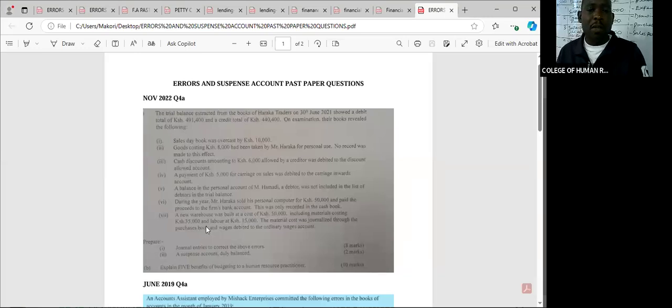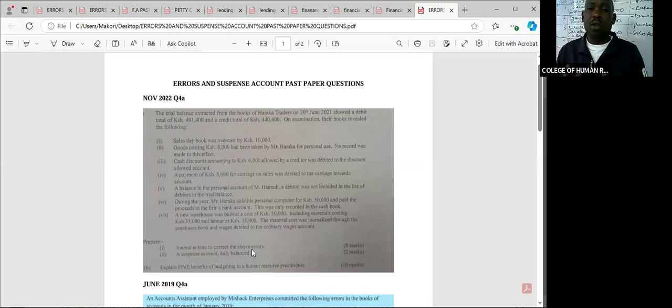We are not supposed to bring in the purchases because these are not goods for sale. We are not supposed to record them in the wages account because these are not the salaries and wages that we are paying the employees for the normal running of the business. It is salaries and wages for constructing the warehouse. So it is a construction cost and should be debited in the warehouse account. If you read the statement now, we are told that it includes materials costing 5,000 and labor of 15,000. The materials cost was journalized. That means that it was entered in the purchases book or the purchases account, and wages debited in the ordinary wages account.